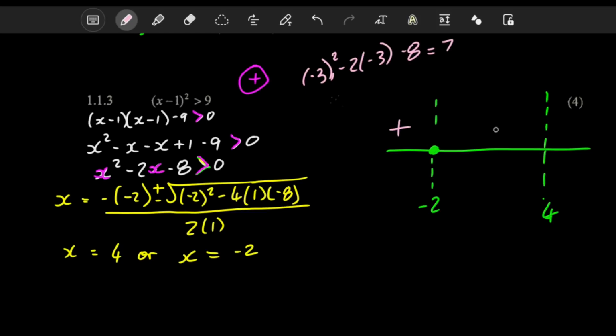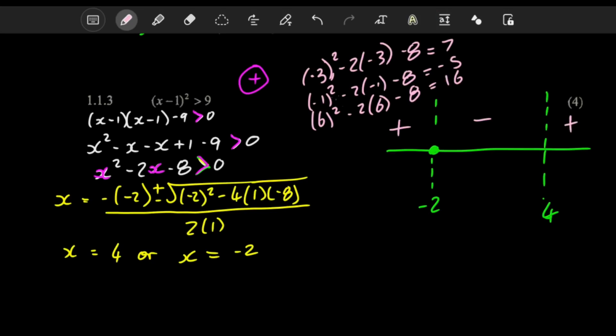In the middle here, you do the same thing. Pick any number in the middle, let's say negative 1. Here we're getting a negative 5, so you put a negative over there. Then you pick one just after 4, so you can pick like a 6 or something. That's giving you a positive 16. So you put a plus over there. You see, nothing crazy, nothing major. It's pure vibes.